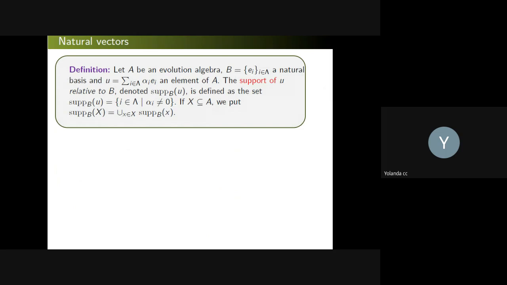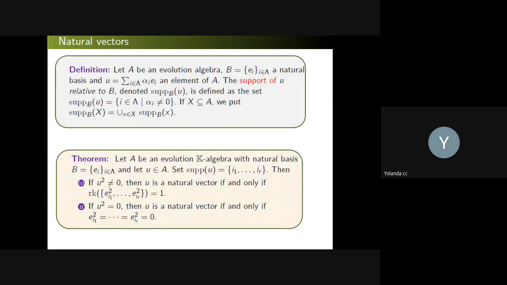The following result characterizes natural vectors in terms of their support. What the support of an element means is the set of all indices such that the corresponding coefficients in the expression of this element are different from zero. We can speak of the support of a set as the union of the supports of each of the set's elements. So we have that an element that has non-zero square can be extended to a natural basis of the whole algebra if and only if the elements in its support squared have rank 1, in the case that the element has non-zero square.